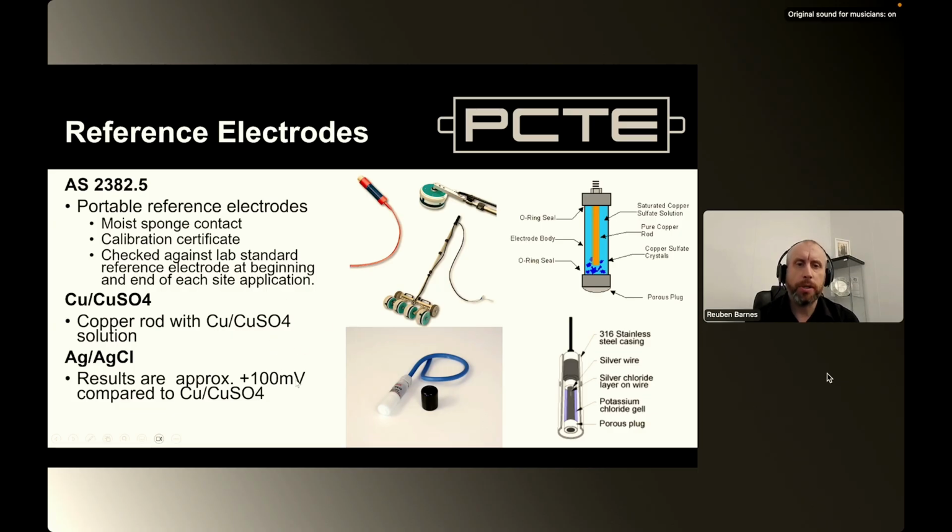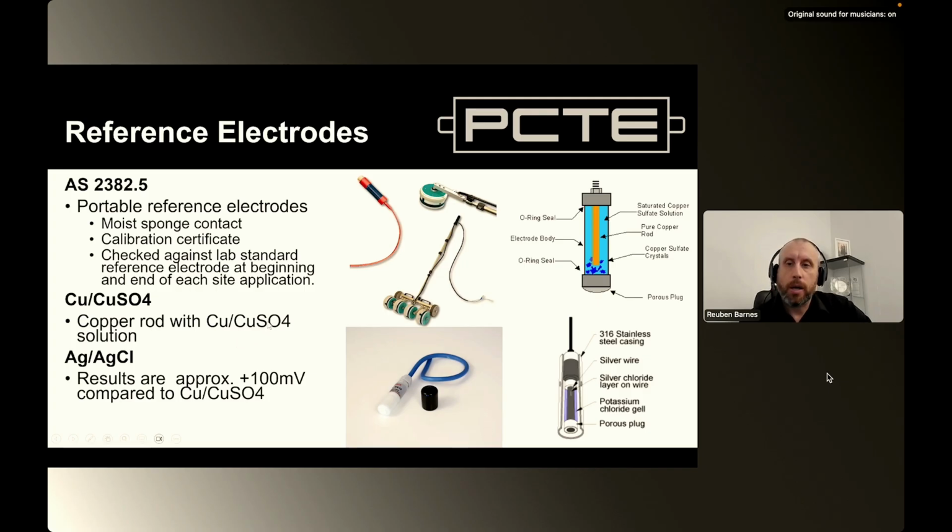The reason why I point this out, and there are other types, there's calomel, there's a bunch of other types of reference electrodes, but all of those will give slightly different readings. And so it's quite an important thing to understand what reference electrode you're using, and also the effect that that would have on the readings that you take. For instance, your silver chloride will have a plus 100 millivolts reading as opposed to your copper sulfate.